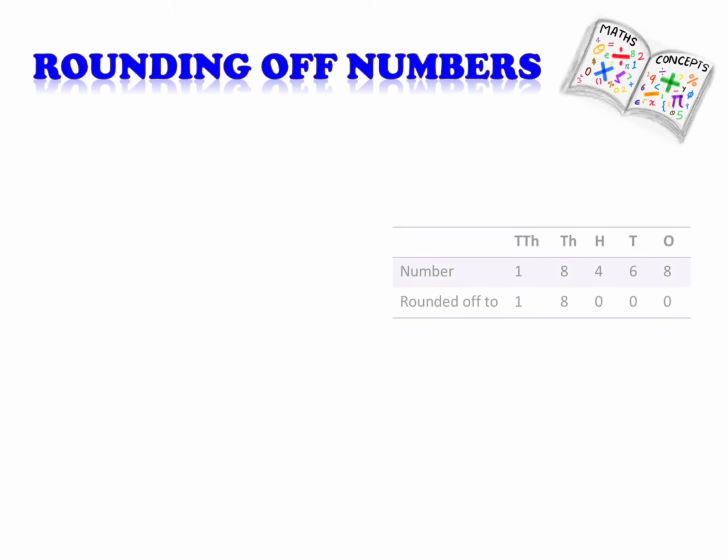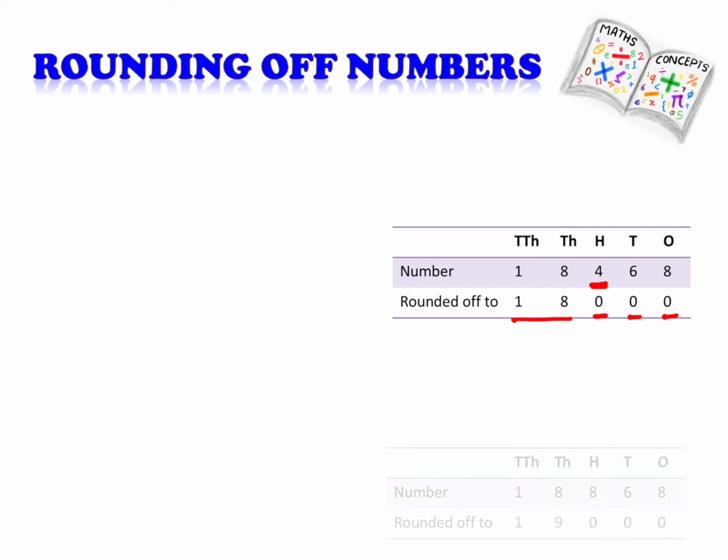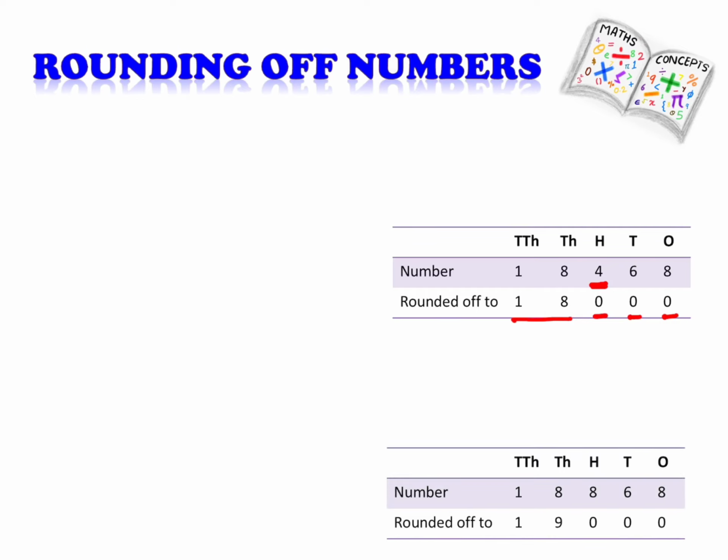The generic rule we can make is for the hundreds place, that is, if the digit at hundreds place is less than 5, then replace digits at hundreds, tens and ones place by 0 and keep other digits the same. And second rule would be for the digit at hundreds place, if it is 5 or greater than 5, then replace all digits, that is hundreds, tens and ones by 0 and increase the thousands digit by 1, because we are rounding it off to the next thousand.